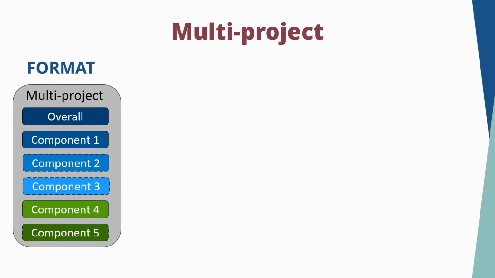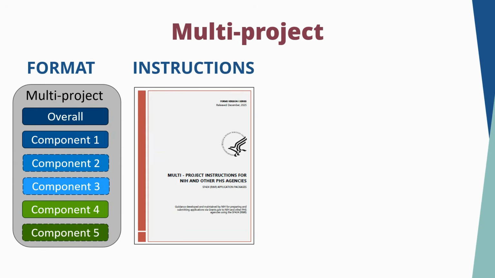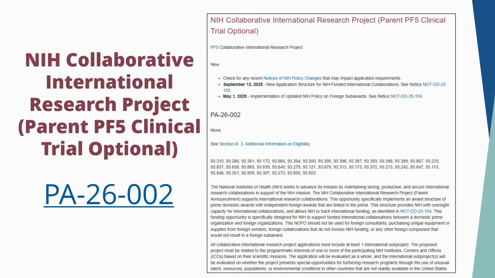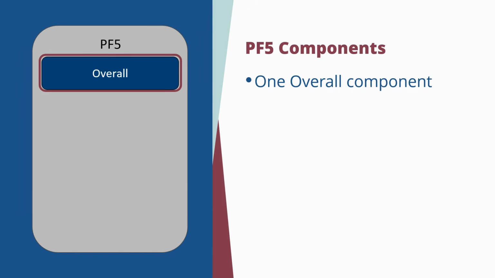PF5 applications use the multi-project format, application instructions, and P-series standard due dates of January, May, and September 25th. A parent PF5 with opportunity number PA-26-002 is available for use beginning with the May 25, 2026 due date. It's broad in scope so you can propose projects across many scientific areas. We expect some NIH institutes and centers to issue program-specific PF5 opportunities in the future.